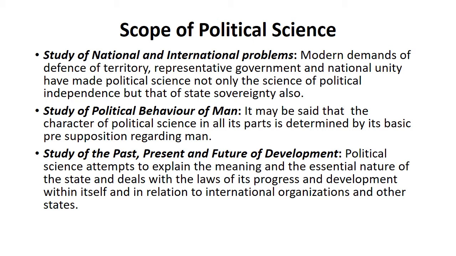Another aspect is that it studies the past, the present, and the future of development. Political science attempts to explain the meaning and essential nature of the state, and it deals with the laws of its progress and development taking place within itself and in relation to other international organizations and other states. So it studies the past, the present, and the future, and for the future it makes some predictions. Political science is actually the study of development taking past, present, and future into consideration.